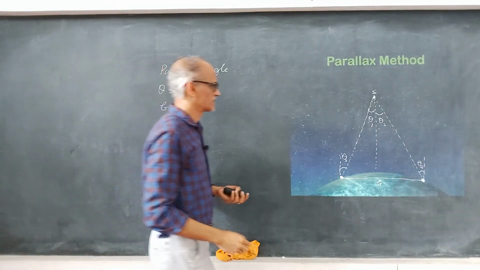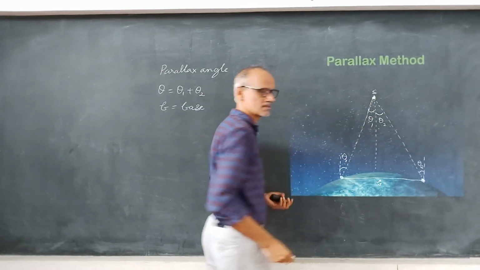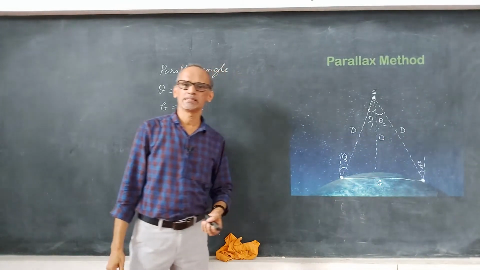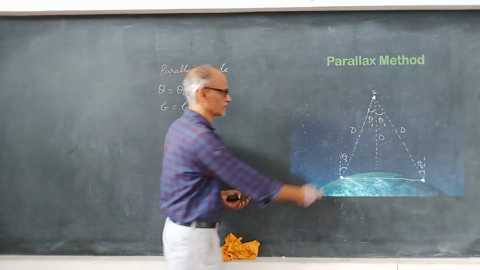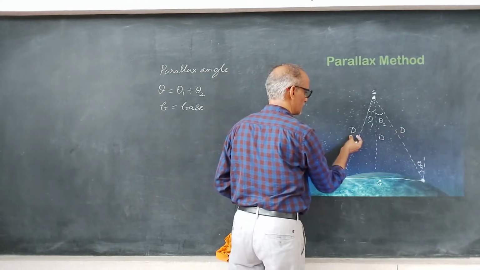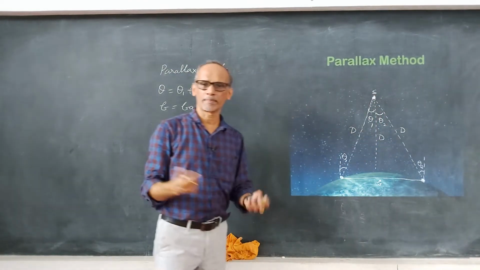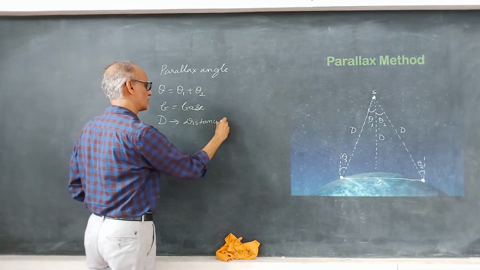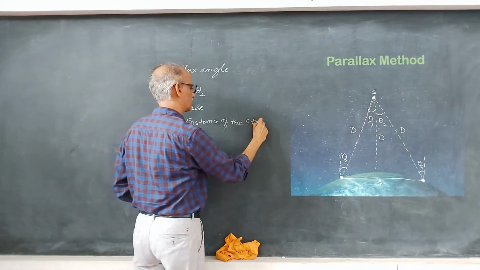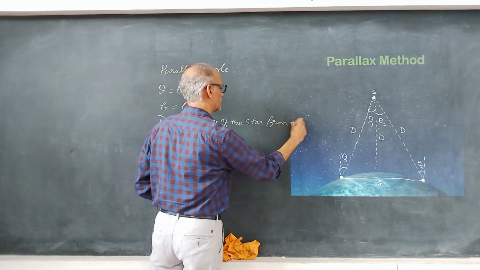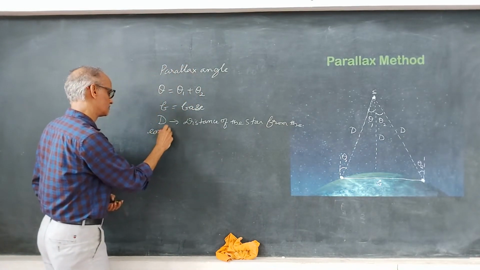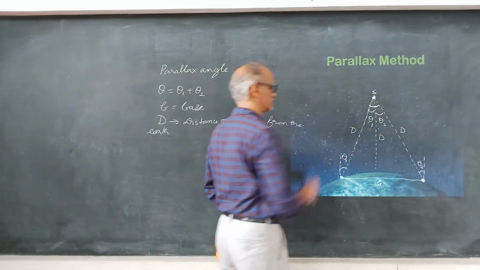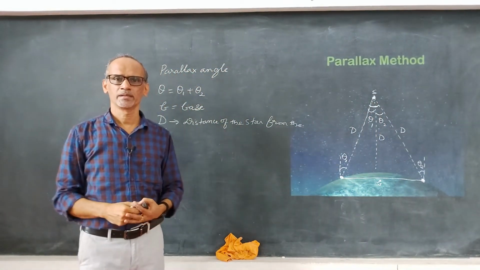And now since this star is at a very large distance, all these three lines are almost the same. This value, this value, this value. This is D, this is D, this is D. Where capital D is the distance of the star from the earth. But do remember that this angle is very small. The angle made there is a very small angle.